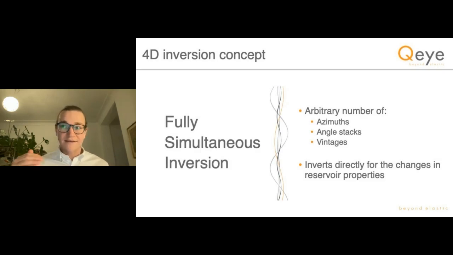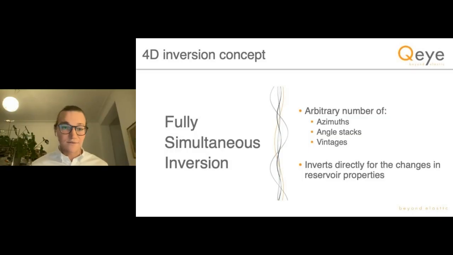So rather than taking the monitor, inverting that, and taking the baseline and subtracting the two, we invert them both at the same time, and we can do that with an arbitrary number of vintages, angle stacks, or even azimuthal angle stacks to invert directly for changes.